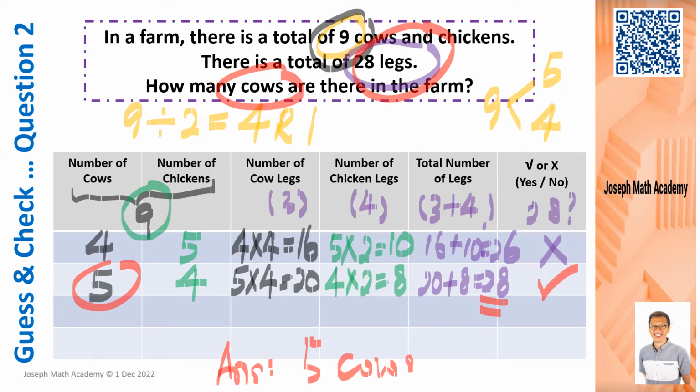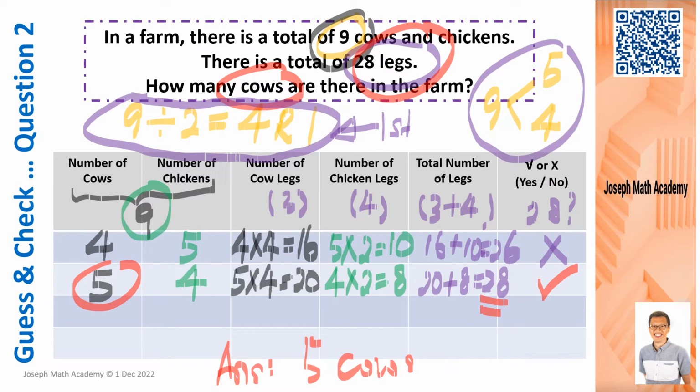Easy, right? So it is always highly recommended for us to start off the first guess using this. This will help us to get our first guess. Very important. Alright? If there's a remainder, then we use this approach. If there's no remainder, like the previous number 1, it will be simpler. Okay? Alright, let's look at question 3.